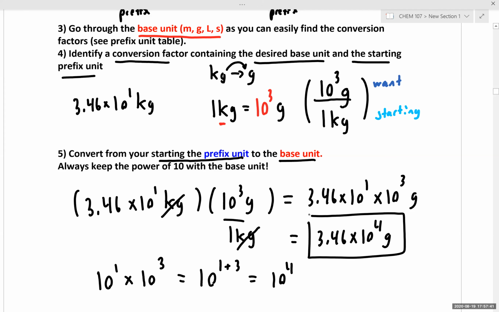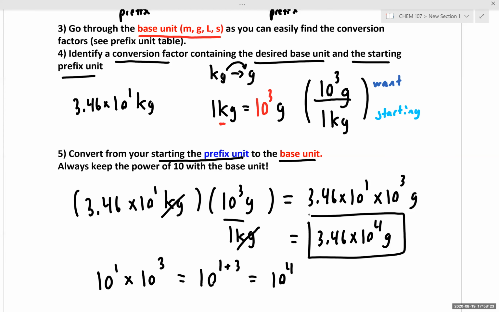Does this first step make sense to everyone? Any questions on this first step? So in summary, you write out your starting and desired units. You generate an equality relating your prefix unit and your base unit. You then write a ratio containing what you want over your starting unit. Then you multiply your number by the conversion factor and add the powers of 10 together.